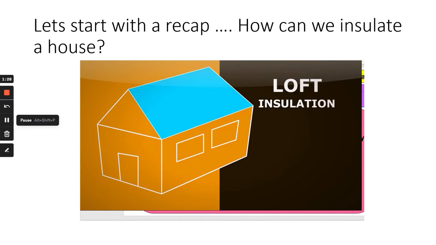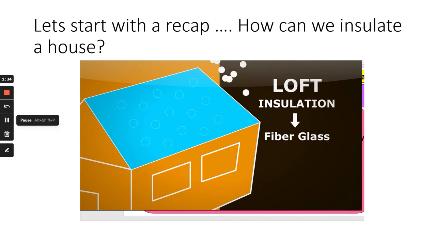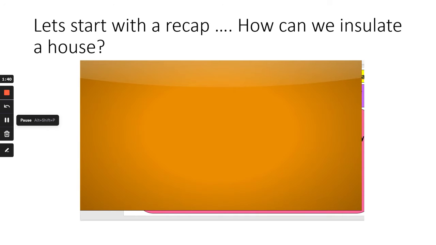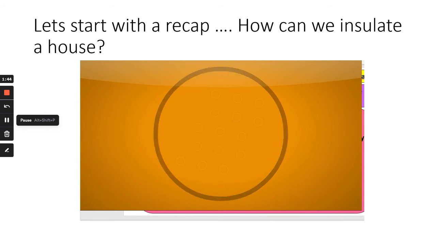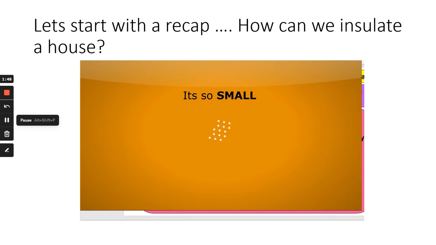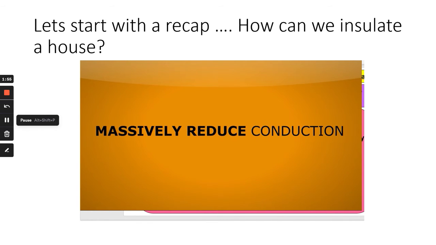Now, loft insulation is normally something made of fiberglass, and the reason this is good is it traps lots and lots of air in tiny little pockets. The reason that's good is because air is a very bad conductor of heat, and if air is trapped in really tiny pockets, it's so small that convection currents can't form. So this will stop convection and massively reduce conduction. Okay, what else can we do?